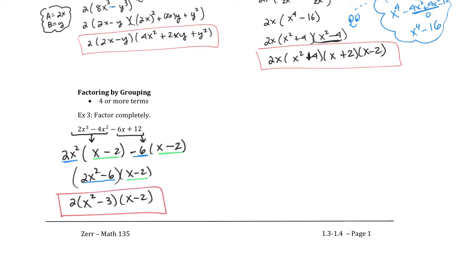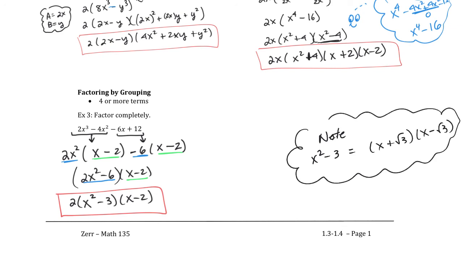Just a little note, we could factor if we wanted to x squared minus 3. That would factor. We could think of that as x plus square root of 3, x minus square root of 3. So that would factor if we were willing to use irrational numbers.